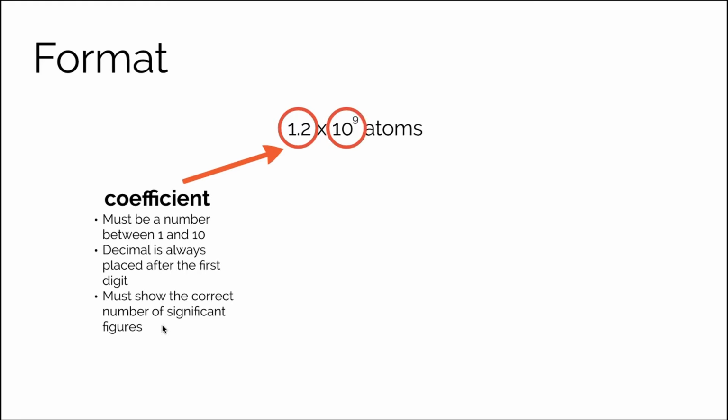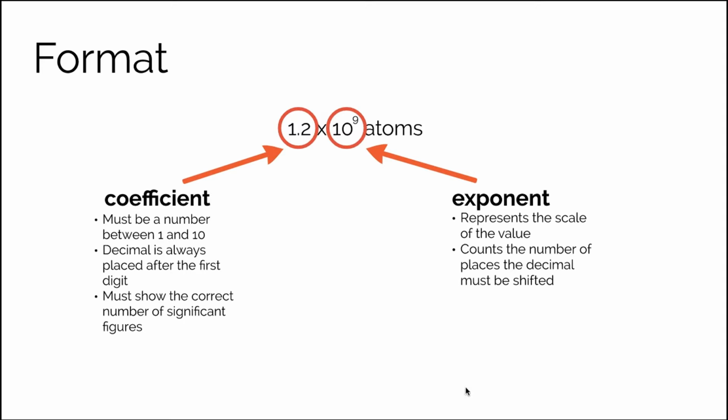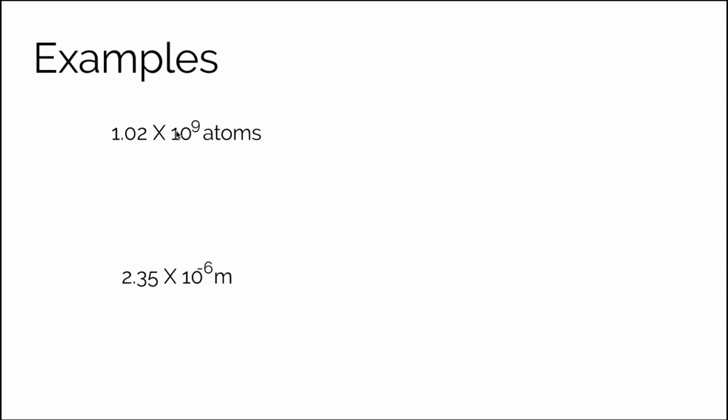Now, the right section is called the exponent. What the exponent does is represent the scale of the value, or in more practical terms, it tells you the number of spaces that you need to move your decimal. When you have a positive exponent, you will shift your decimal to the right. And when you have a negative exponent, you will shift your decimal to the left. But let's look at these examples a little more closely so we can make more sense of that.